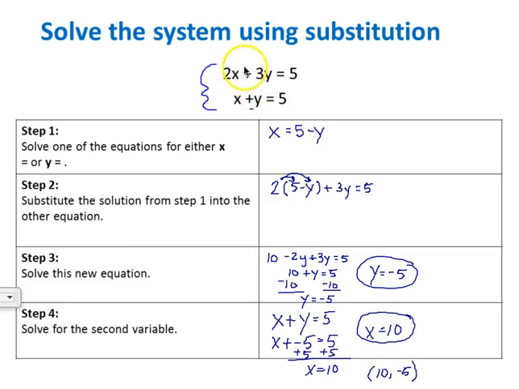And that solution will work when I plug it in for x and y in both of my equations. And I can always check my work. 2 times x is 10, so 2 times 10 is 20, plus negative 15, because I would plug in y equals negative 5. 20 minus 15 equals 5. So that would work for the top equation. When I plug in x is 10, y is negative 5, 10 minus 5 is 5, so that works.